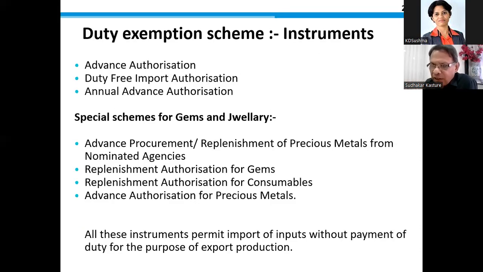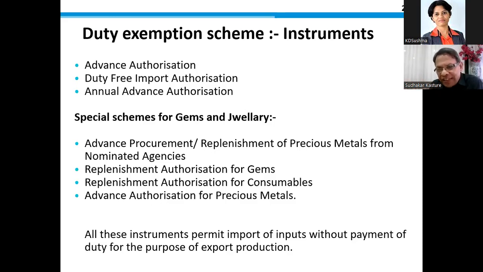Now let us come back to advance authorization. Advance authorization has three different versions: advance authorization, duty-free import authorization, and annual advance authorization. What is the difference between the three? Advance authorization can be against an order. You can claim it against an order.